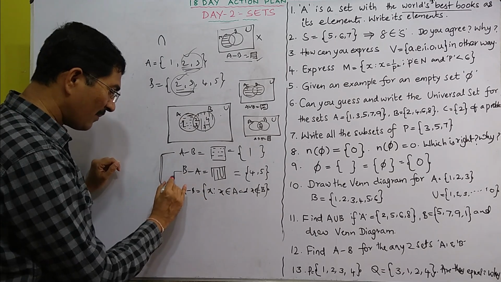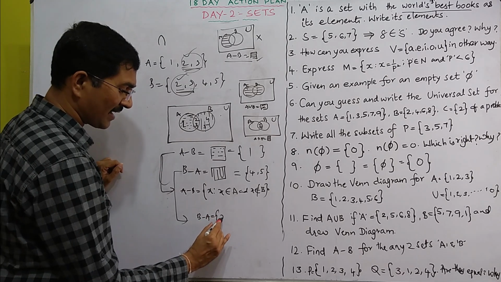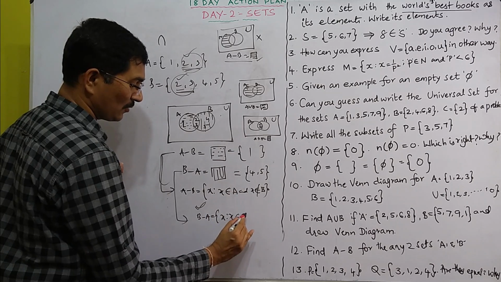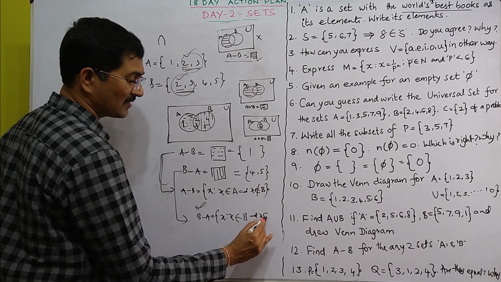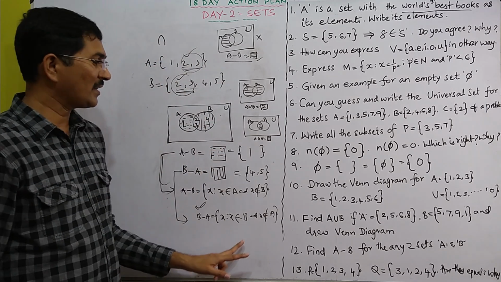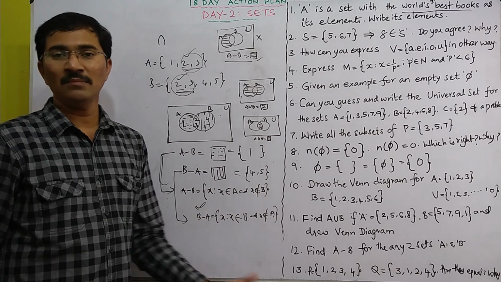Then what about B minus A? We write it as B minus A is equal to x such that x belongs to B, and it does not belong to A because A has been taken away. So this is how we write the set builder form for A minus B and B minus A.